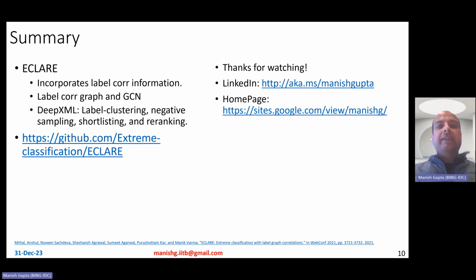Okay, in summary, in this video, I talked about ECLARE, which goes beyond DECAF and incorporates label correlation information. ECLARE uses label correlation by first creating a label correlation graph and then doing a layer of graph convolutional neural network on top of it. ECLARE follows a deep XML pipeline, so it does label clustering, negative sampling, shortlisting, and re-ranking.